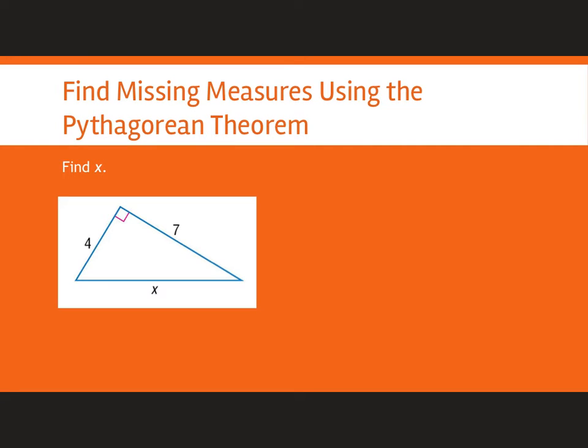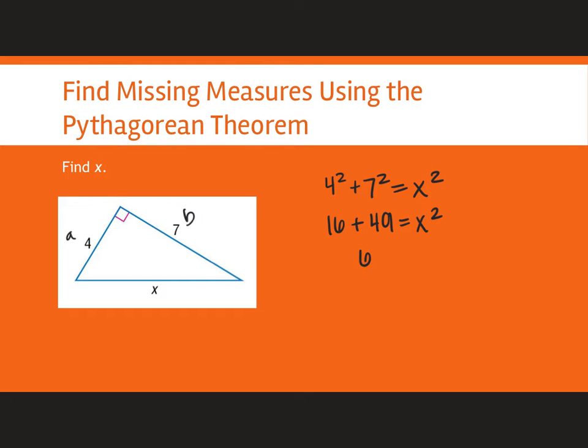So find the missing measure using the Pythagorean theorem. We need to find x. In this case, x is the hypotenuse. So I can say this is A and this is B. It can be the other way around. It doesn't matter. But I know that 4 squared plus 7 squared is equal to x squared. 4 squared is 16. 7 squared is 49. That equals x squared.